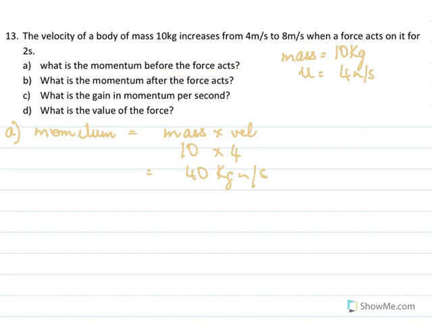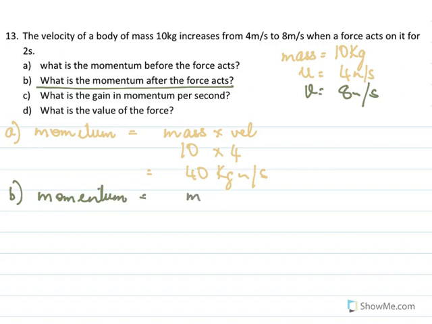Now for the next part, they say what is its final momentum after the force x. So after the force x, we see the velocity is 8, that is v, 8 meter per second. So for b, momentum after impact equal to mass into velocity. Mass is 10, velocity is 8, which is 80 kg meter per second.